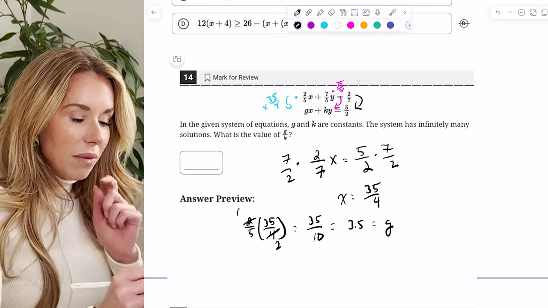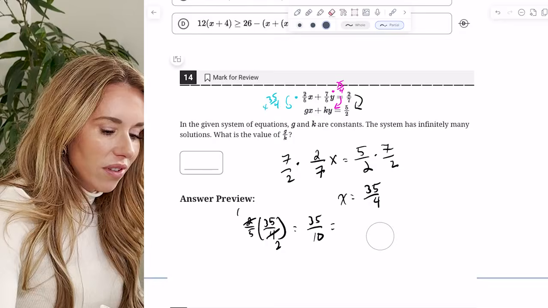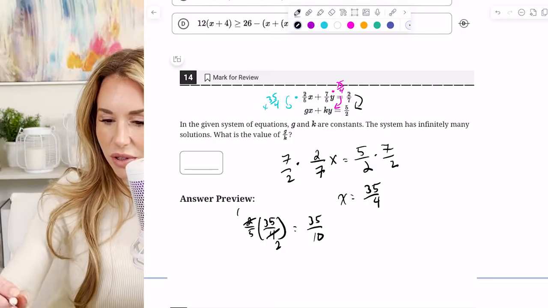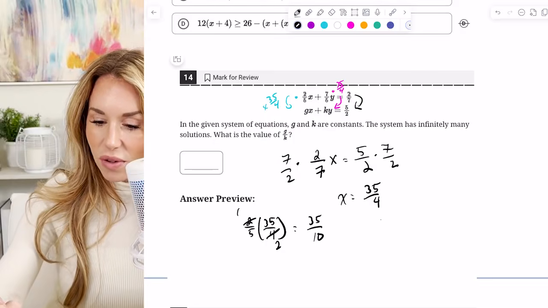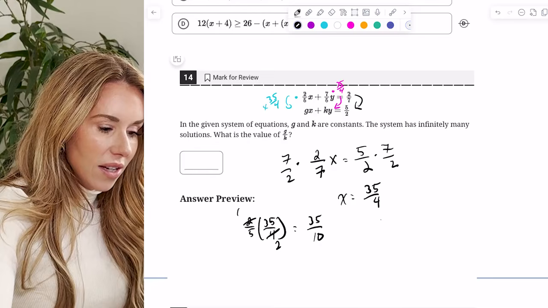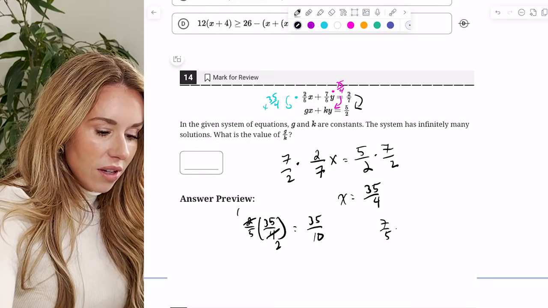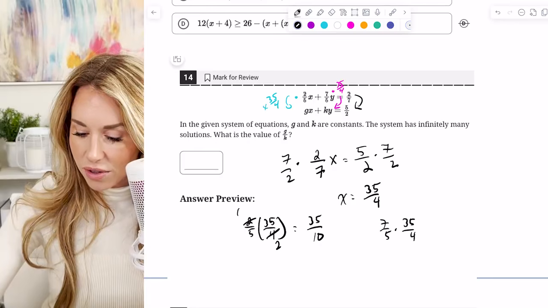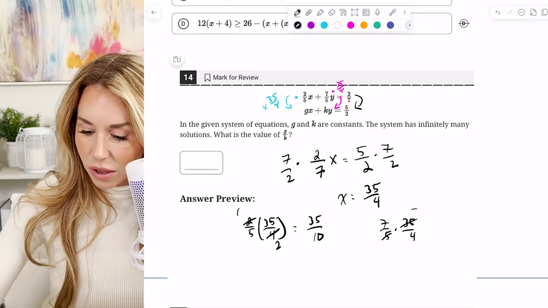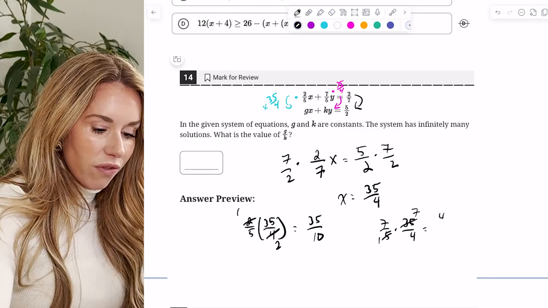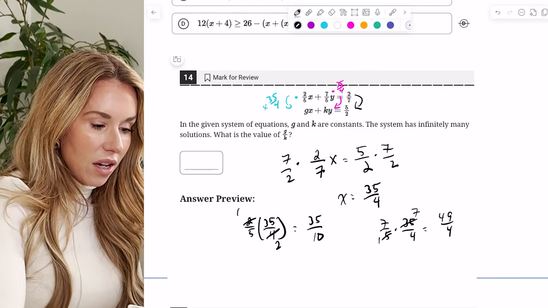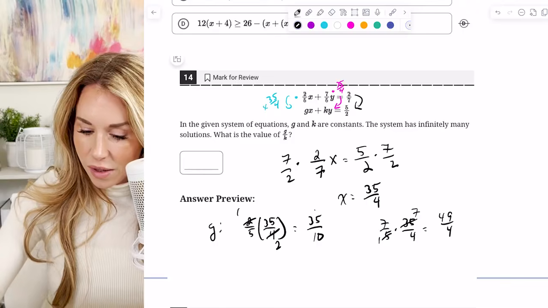Okay, then maybe I'll just leave it as a fraction. Let's leave it as 35/10 for now. I'm not even going to reduce it or anything. Okay, now let's do K. So K is 7/5 times 35/4. So 5 cancels with the 35, so we end up with 49/4. That's K. So we've got G.